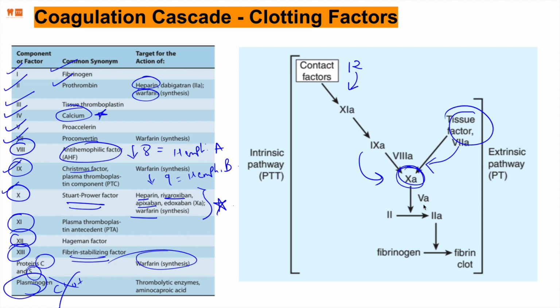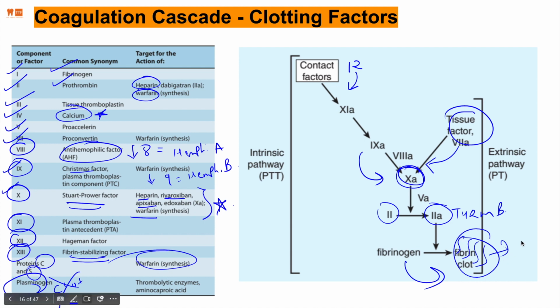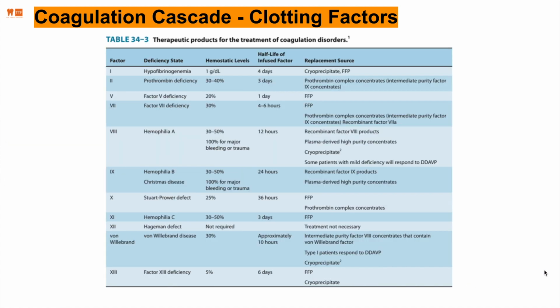Once 10A is achieved, factor number 2 turns into 2A. 2A is basically prothrombin turning into thrombin. And of course, thrombin converts fibrinogen to fibrin clot. And we have ready fibrin going towards platelets and making a plug. Fair enough? Perfect. Coagulation cascade, clotting factors.